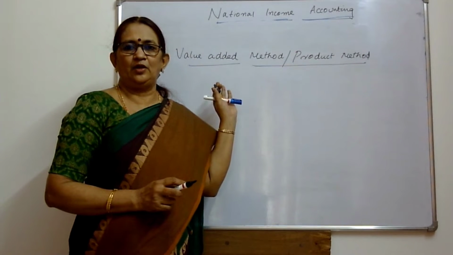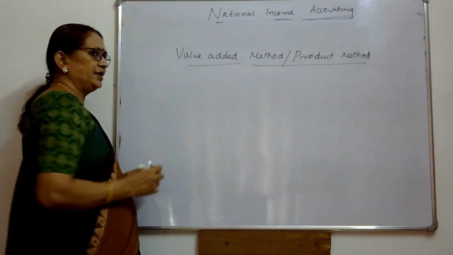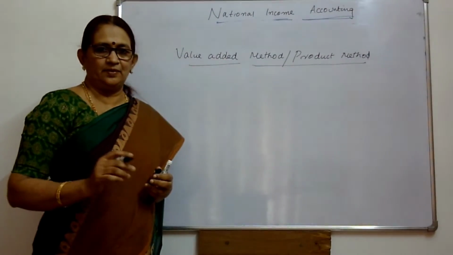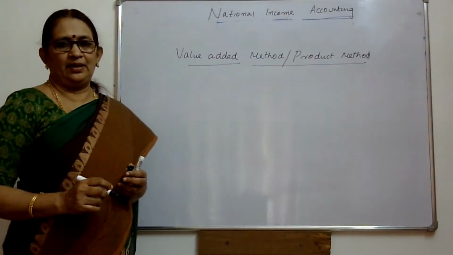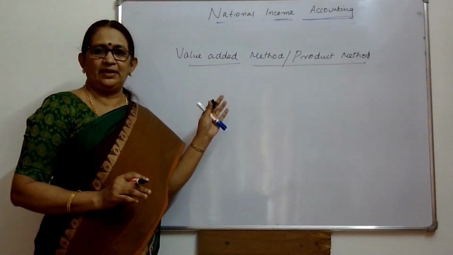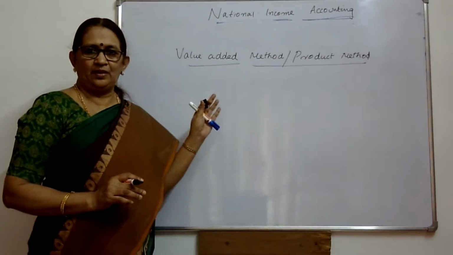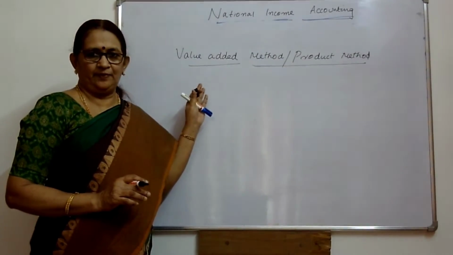Value added method or product method. Value added, that is value added to the goods and services. How can we calculate it? That is national income accounting. It is done in three ways: the value added method, the income method and the expenditure method. So, value added method or product method.